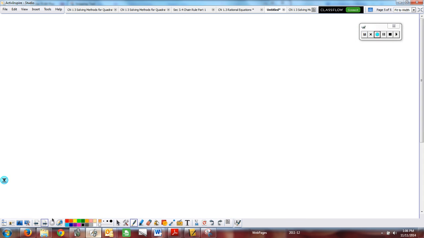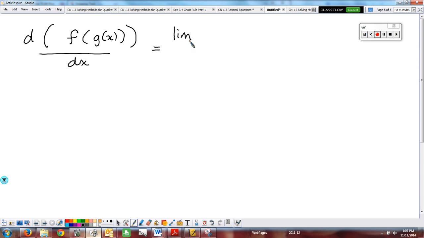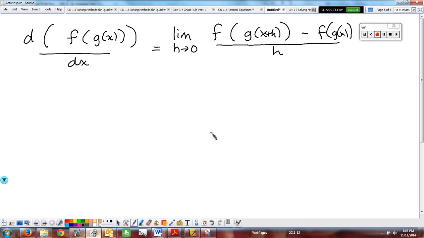Now, let's do one more limit definition. Let's be a little bit more general than what we were. So we're going to now do the derivative of f of g of x with respect to x, and we're going to use our limit definition. So that would be the limit as h goes to 0 of f of g of x plus h minus f of g of x all over h. So we do the same thing, we're just applying the limit definition.